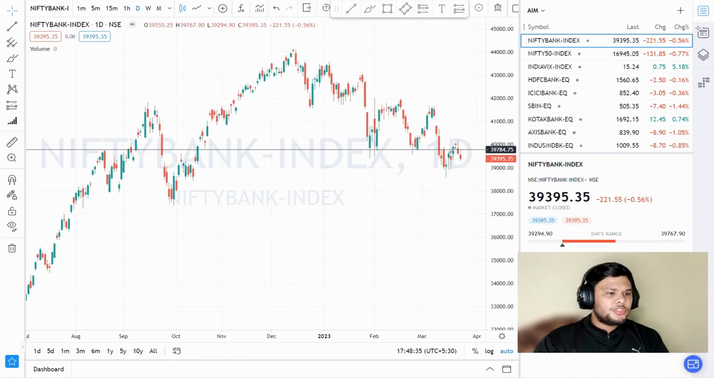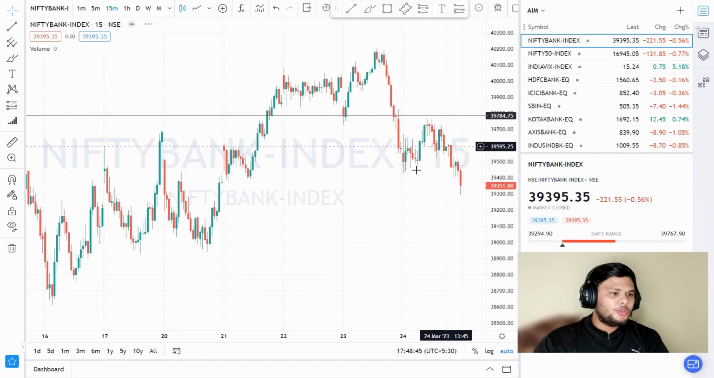Let's assume that if it opens gap up, then we're going to wait for at least 15 to 20 minutes for any kind of trend confirmation. Then after that we're going to take a trade. But for taking any kind of buying or selling trade, we need to look into the 15-minute candle.